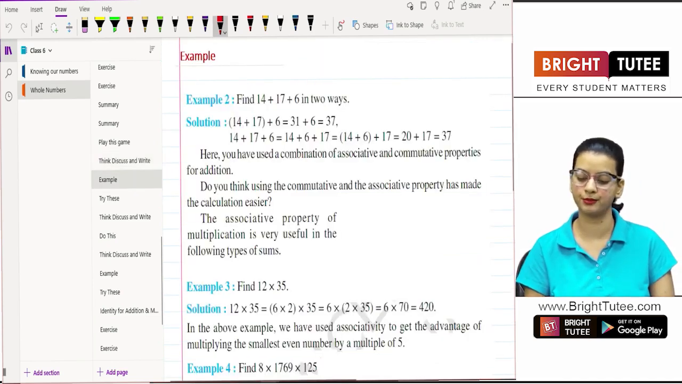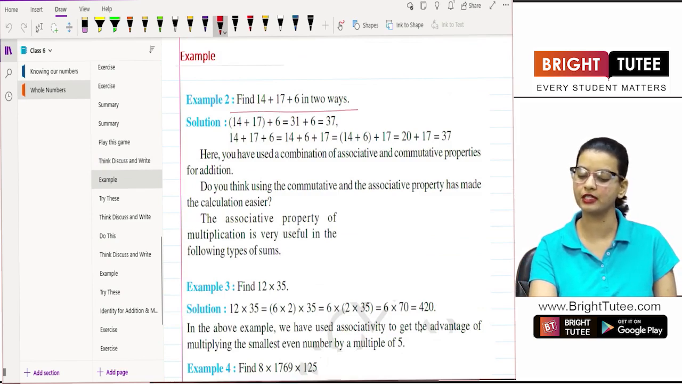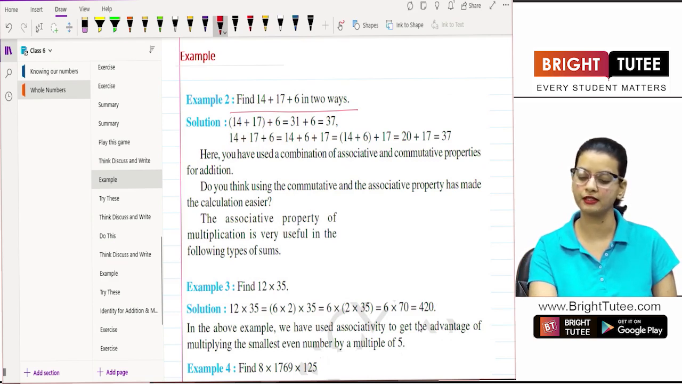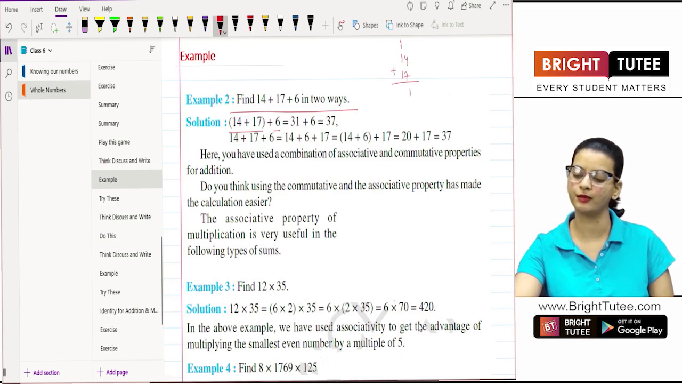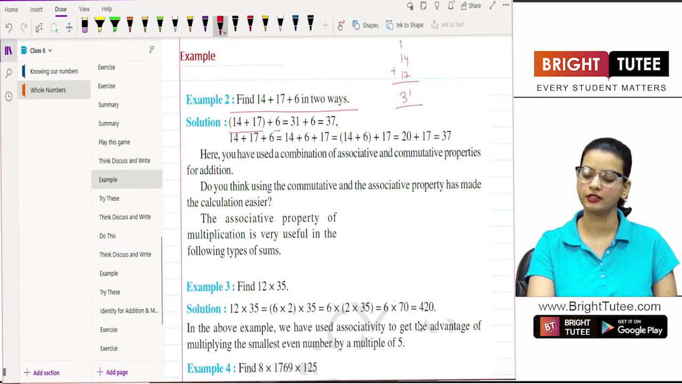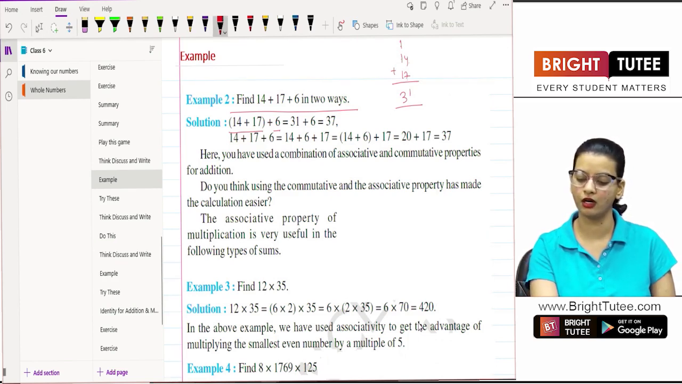Now, let's see an example. Find 14 plus 17 plus 6 in two ways, okay. We can write this as 14 plus 17 inside of bracket plus 6, and 14 plus 17, if you add, we have got 7 plus 4, that is 11, so 1 carry over 1, and 1 plus 1 is 2 plus 1 is 3, so we have got 31, and then we have got 31 plus 6, so that is 37.